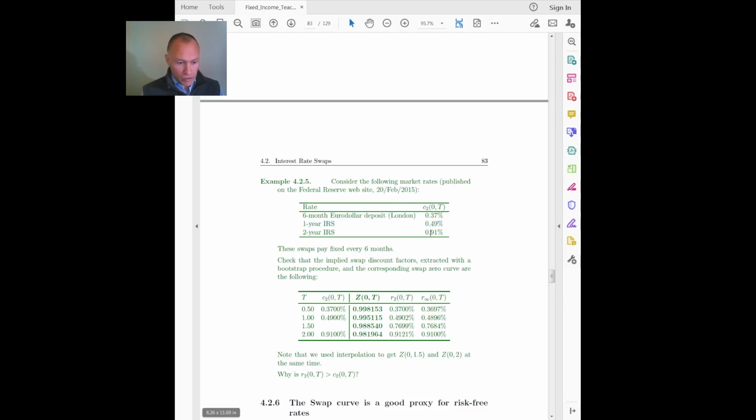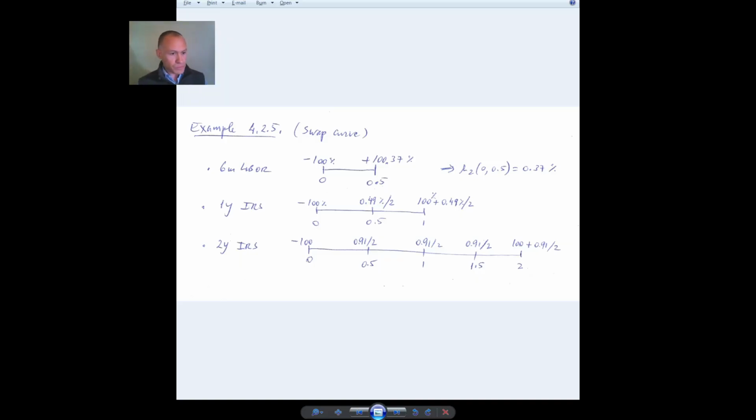So the timeline looks like this. This is the first one, the 6-month LIBOR. I observed the rate, which was 0.37%. So I can think of this as a bond, but I don't even need to do that. It's immediate that the zero coupon rate for 6 months is that very same LIBOR, 0.37%. And then I have a 1-year swap that is quoted at 49%.